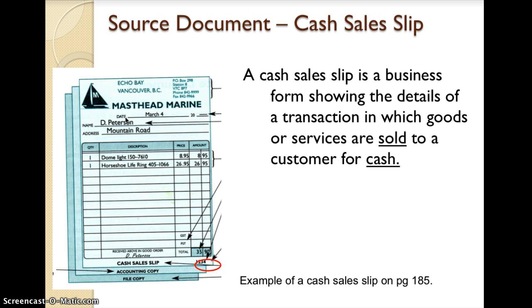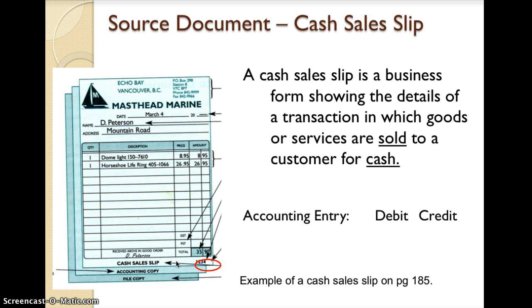Now let's take a look at some source documents. First of all, a cash sales slip. A cash sales slip is a business form showing the details of a transaction in which goods or services are sold to a company for cash. As we see in this example, we have the letterhead of the company, the date, the detailed information regarding this particular sale, and the total amount of the particular sale. Many copies are made, one for the customer, one for the accounting department, and one to keep on file.